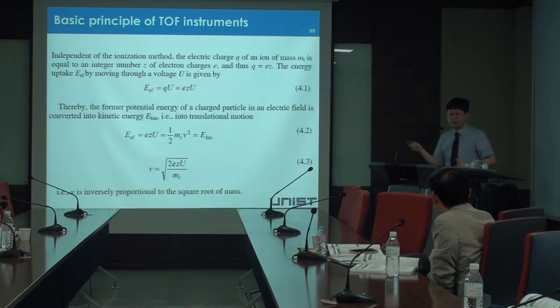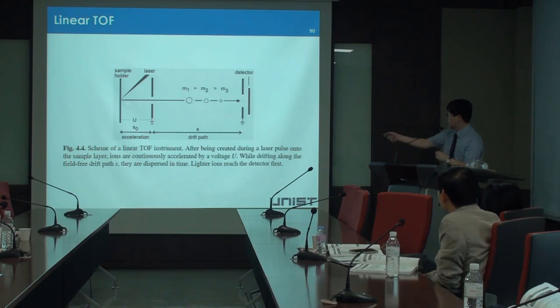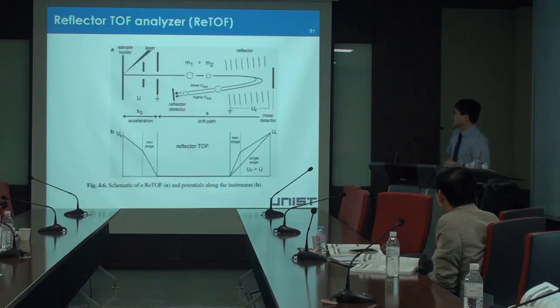This is the principle of TOF, time of flight. The flight means in a vacuum system, the ion flies, moves. Okay? So this is a type of linear TOF. You push the ion and then it goes this way. Smaller molecules go faster. Okay? Larger molecules go slower. And this is a reflector TOF type.